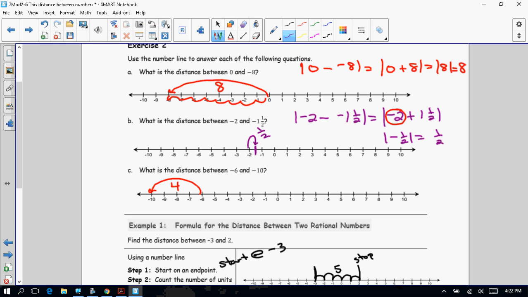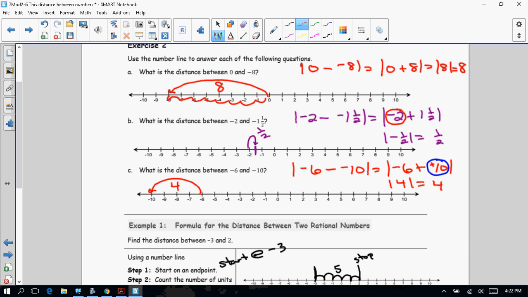Let's try it for C. C says start with -6. So the absolute value of -6 subtract negative 10. I cannot subtract, I don't like to. So negative 6 plus, add the opposite of negative 10, which is positive 10. Which one's bigger? Well, 10 is bigger. So I'm going to subtract 10 minus 6 is 4. And since 10 is larger, that's positive. So the answer is positive 4.